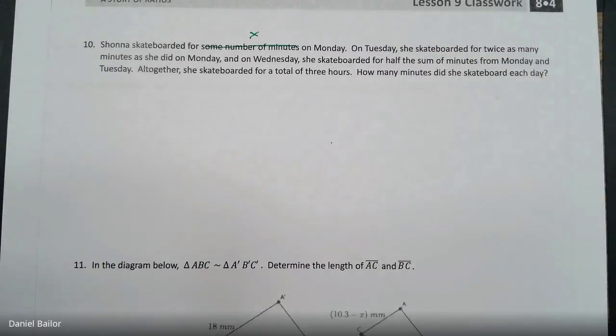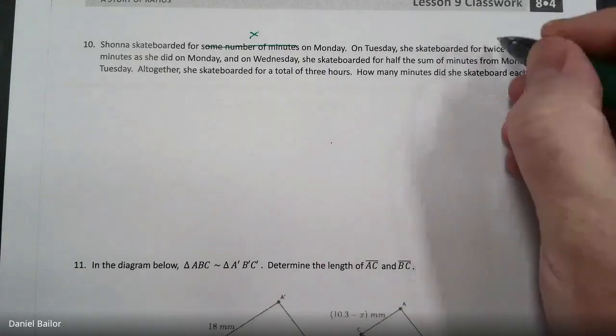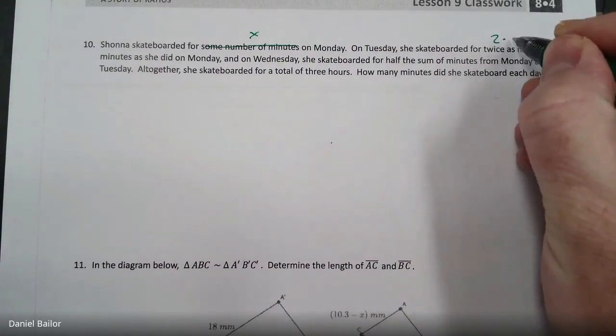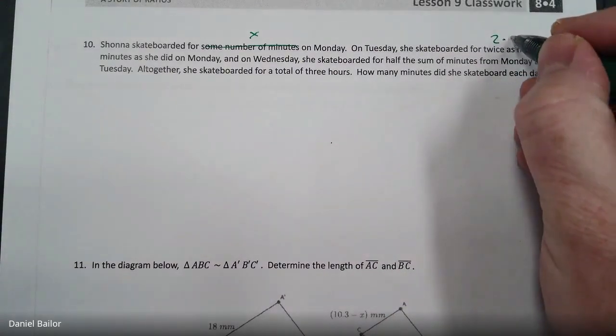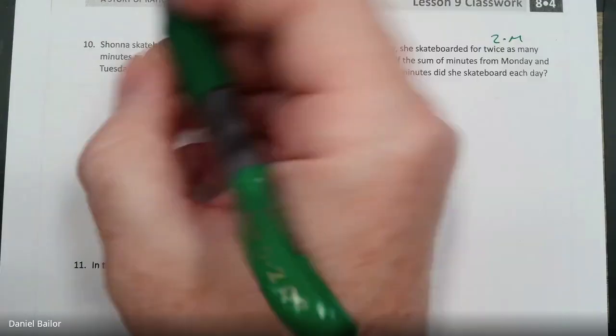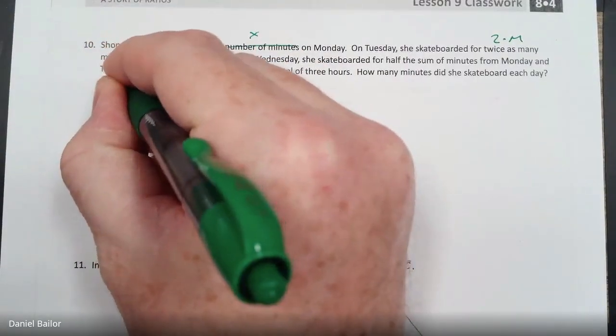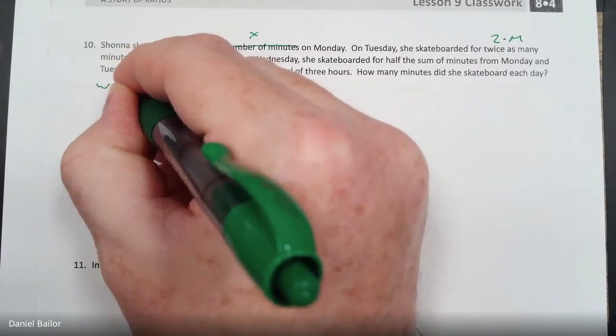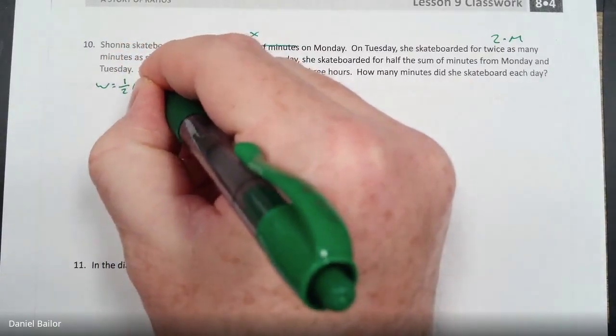On Tuesday, she skateboarded for twice as many minutes as she did on Monday. So that's 2 times Monday. And on Wednesday, she skateboarded for half the sum from Monday and Tuesday. So Wednesday was half of Monday and Tuesday.